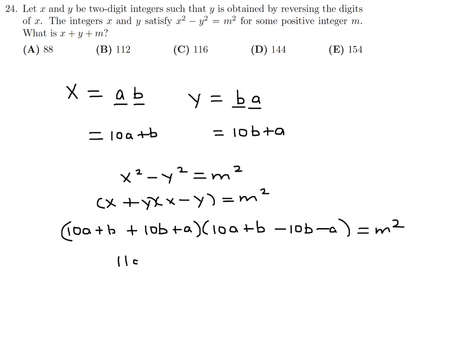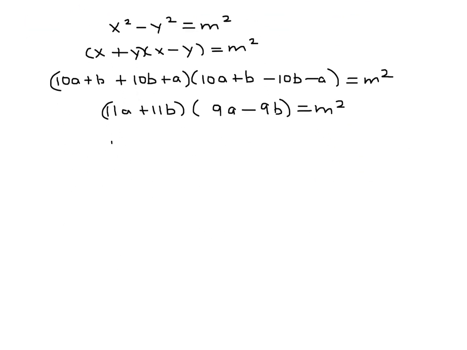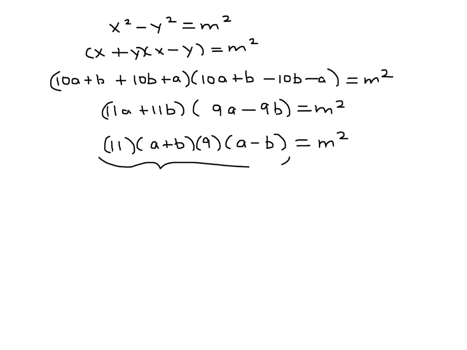We got 11a plus 11b, and here we've got 9a minus 9b, equal to m squared. Factor out an 11, you get a plus b. Factor out a 9, and you get a minus b. And that is equal to m squared. So that means that this is a perfect square.